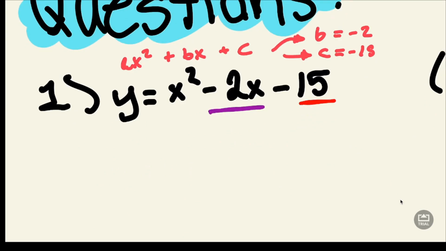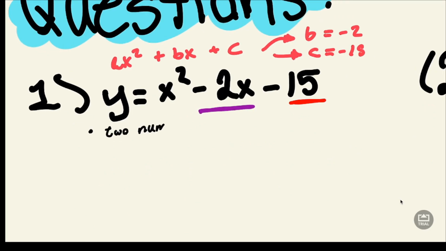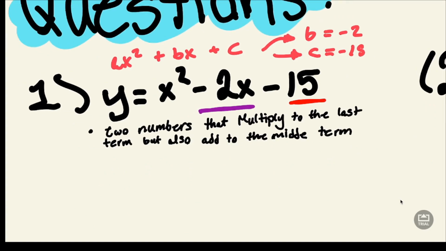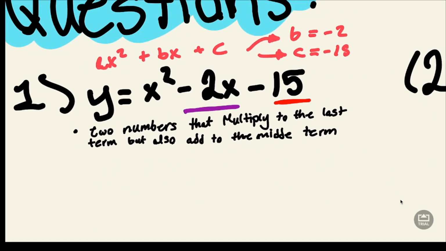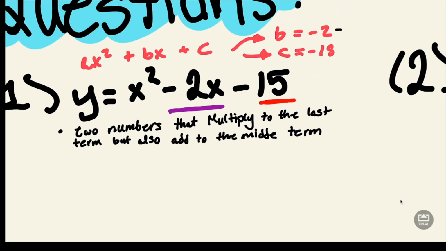Now, how do we factor? We look at the last term and the middle term. We find two numbers that multiply to the last term, which is your c value, -15, but also add to your b value, or your middle term, which is -2. So let me quickly label this. This is your middle term, and this is your last term.